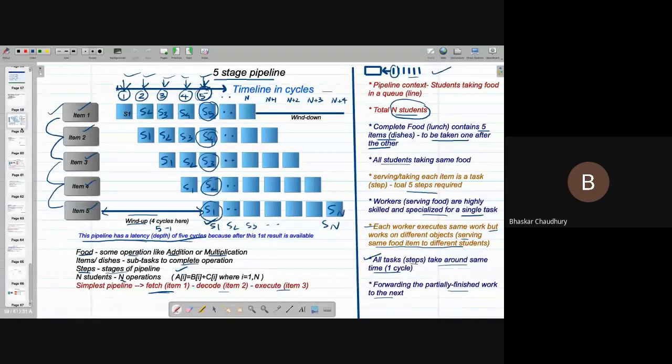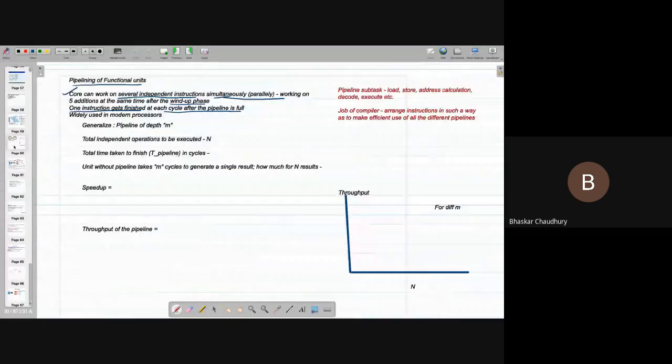Because of this parallelism in the background, you start getting one instruction every cycle, and you are basically operating on 5 independent additions in the background. And this is widely used in almost all modern processors today. So that is one of the major contributing factors to performance.